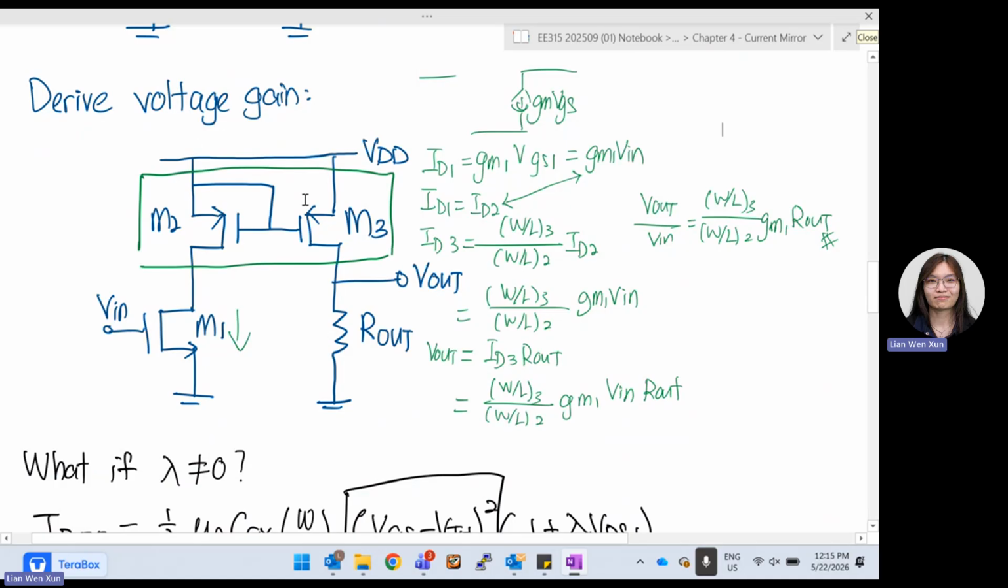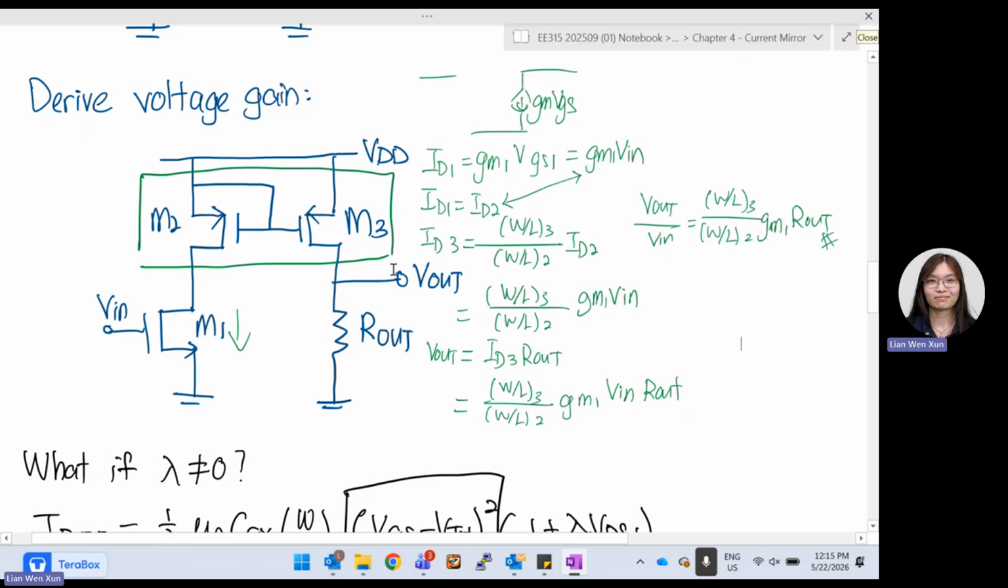And we know that this is a current mirror. So ID3 is equal to size of 3 divided by size of 2 times ID2, so it is times gm1 Vgs1, which is gm1 Vin. So we come out with ID3 equal to gm1 Vin times 3 over 2 sizing. What is Vout now?